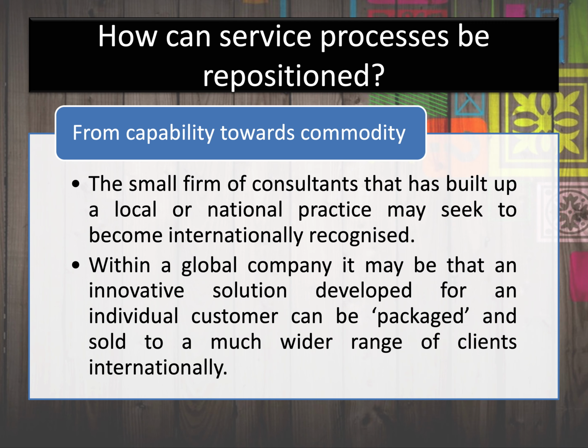Now we move into how can service processes be repositioned. As mentioned before, we have the 4 main types of processes: capability, commodity, complexity, and also simplicity. Remember, some organizations nowadays try to move their services from capability to commodity, and from commodity to capability.